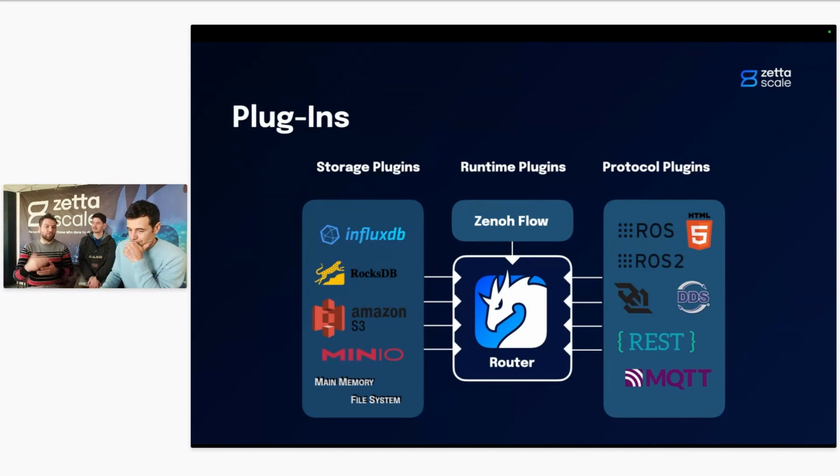Of course, then we have other plugins like for Amazon S3, in the case you want to store your data on the cloud, or MinIO, which is actually the same API as Amazon S3, but you can run on premises. And if you need more performance, you can also store them in your main memory, or you may want to store some files inside your file system.